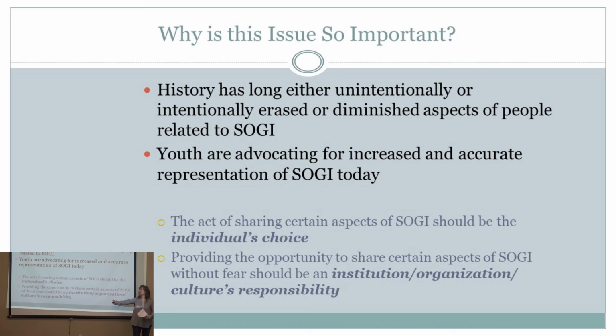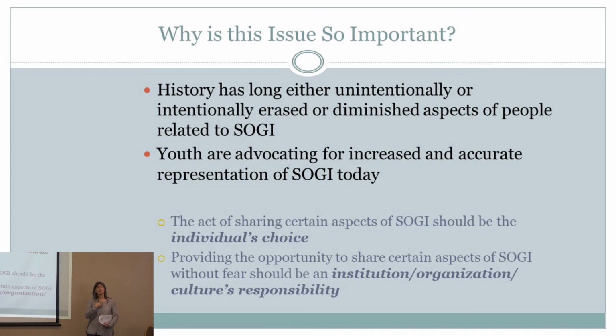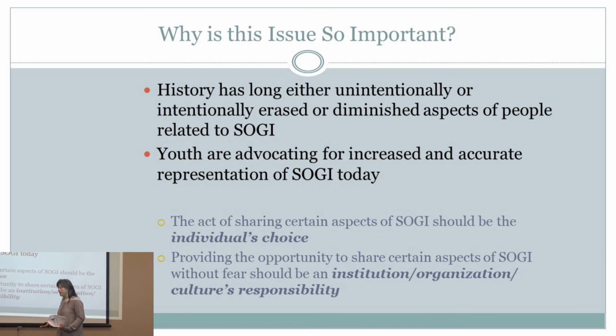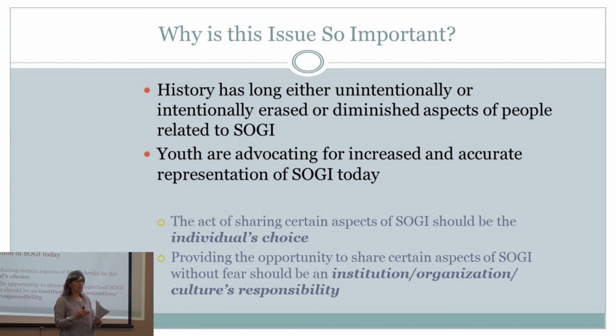That's really what this gets to: the act of sharing certain aspects of a youth's or an adult's sexual orientation and identity should be the individual's choice. But providing the opportunity to share that information should be a responsibility of an institution or organization. So one of the things we've been talking about with admissions at UT is that you can put the button in, and it can be optional. People don't have to answer it, but if they want to answer it, they can. All right, so that's the difference.